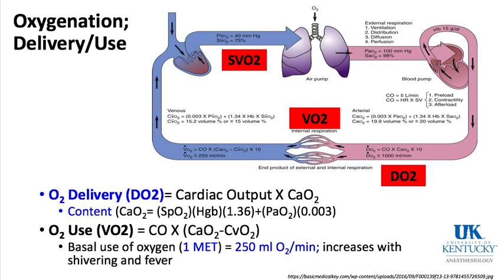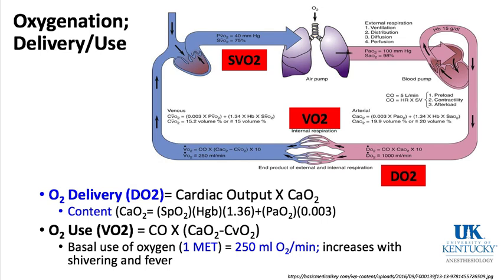Oxygen use at the tissue level is cardiac output times the difference of the amount of oxygen delivered to it minus the amount of oxygen in the blood that leaves the tissue. So that's content in the arterial blood minus content in the venous blood equals VO2.